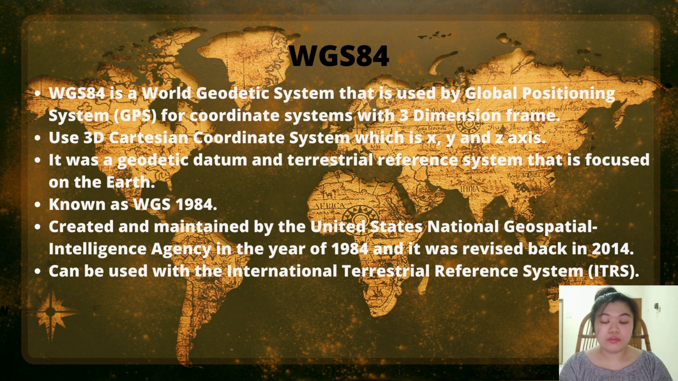WGS-84. WGS-84 is a World Geodetic System that is used by the Global Positioning System, or GPS, as a coordinate system with 3D dimension frames. It uses a 3D Cartesian coordinate system, which is the X, Y, and Z axes. WGS-84 is a geodetic datum and terrestrial reference system that is focused on the Earth.